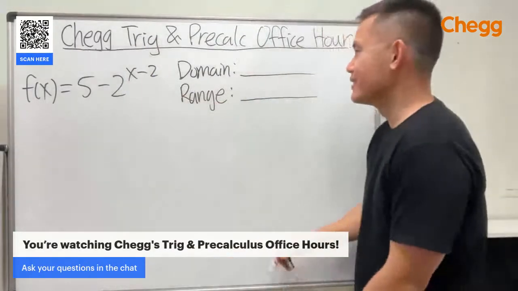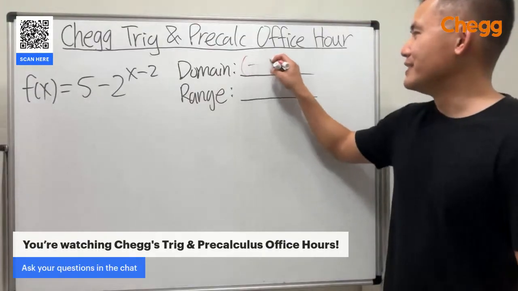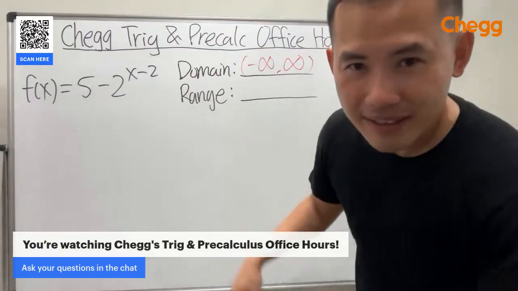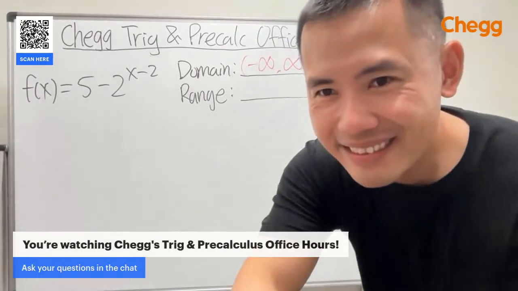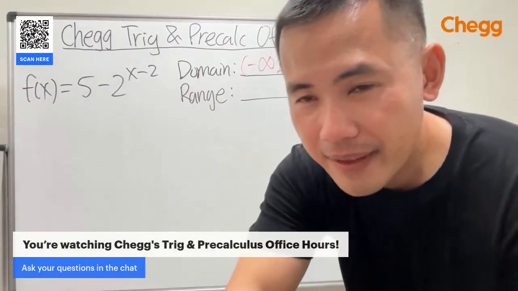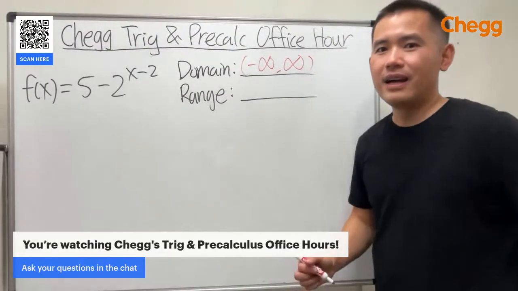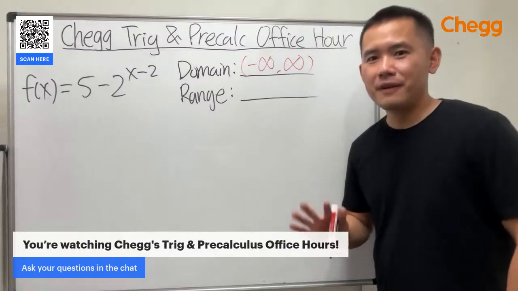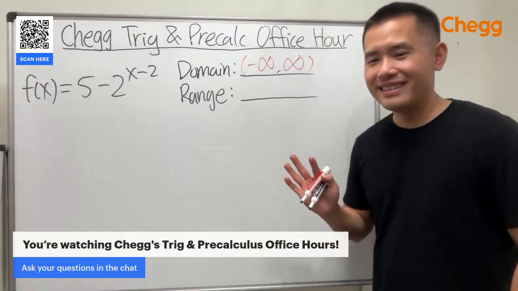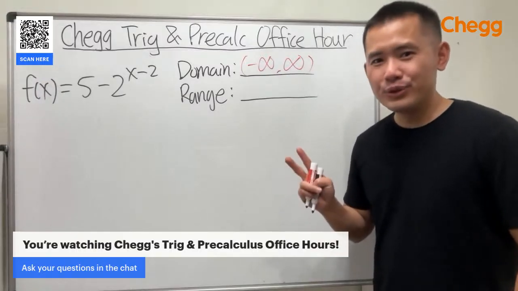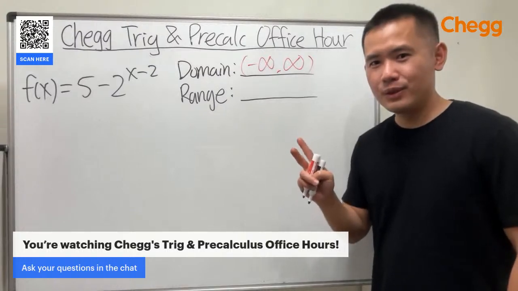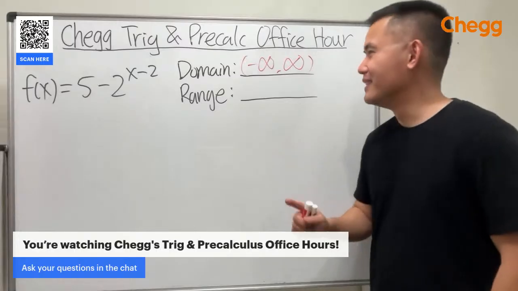Domain is all real numbers. Yes, that is very easy. Okay, and then how about the range? Give you guys a little countdown. 5, 4, 3, 2, 1.